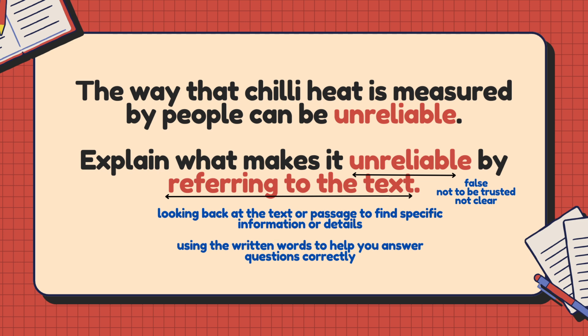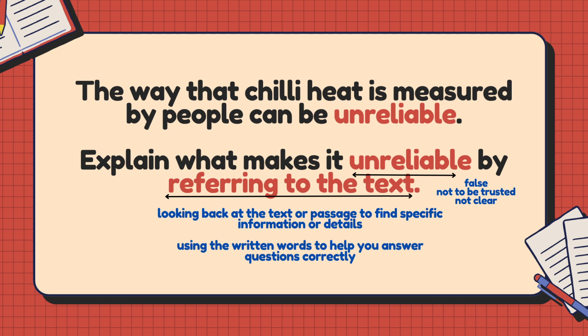And the question is, explain what makes it unreliable. So, meaning to say, explain what makes it not clear. Because from the question, the way that the heat of the chili is measured by people is not clear. They don't know how to measure, or maybe it's not clear how you measure the heat of the chili.